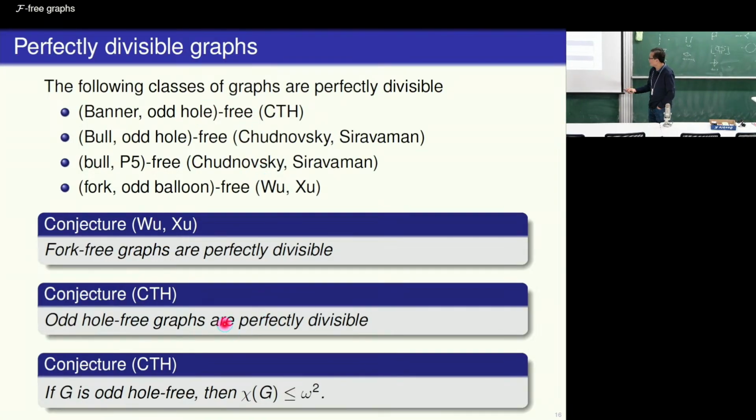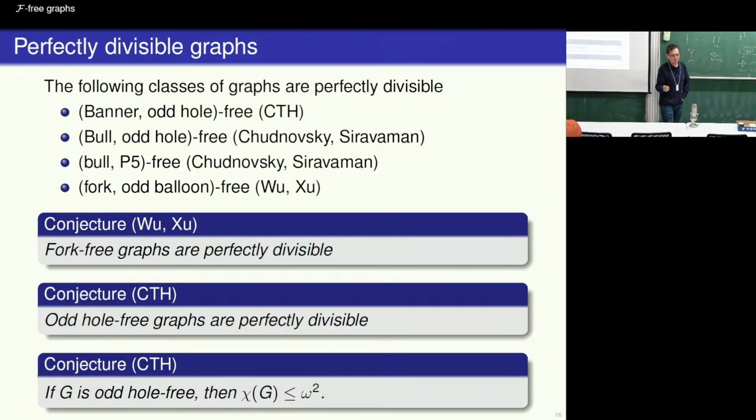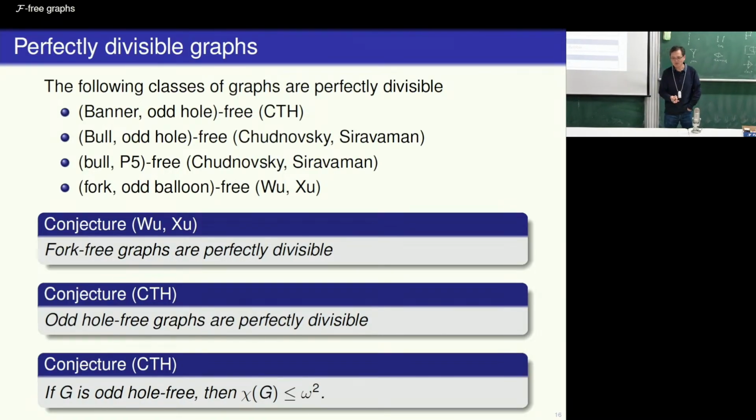I conjecture that odd hole free graphs are perfectly divisible. Actually, I didn't make this conjecture. I just posed it as an open problem. I just asked, can people find odd hole free graphs which are not perfectly divisible? I didn't want to call it a conjecture because it's very ambitious. But then people wrote about this and they say that I conjectured it.